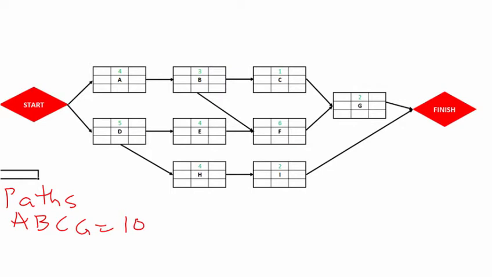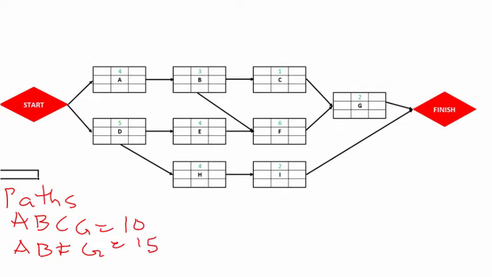We have paths A, B, F, G. This gives us a total duration of 4 plus 3, 7, 7 plus 6, 13, and then 13 plus 2, 15. And so which other path?